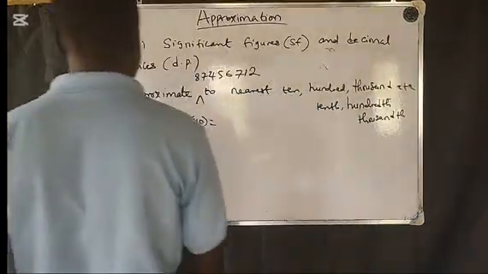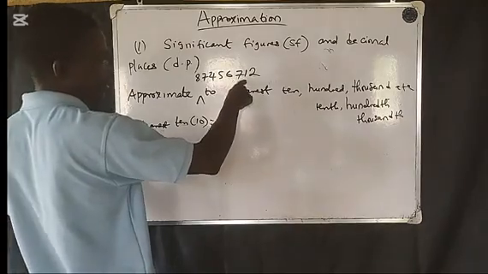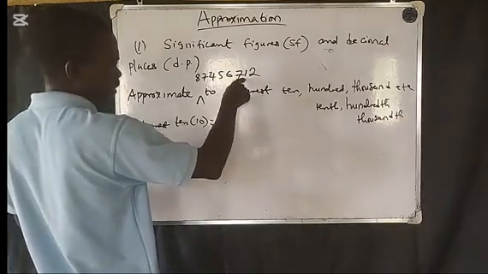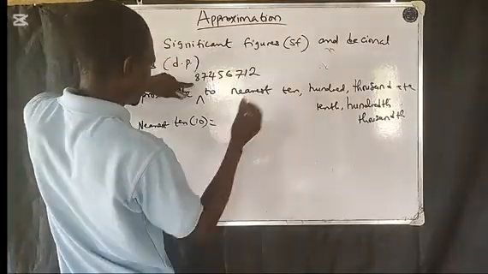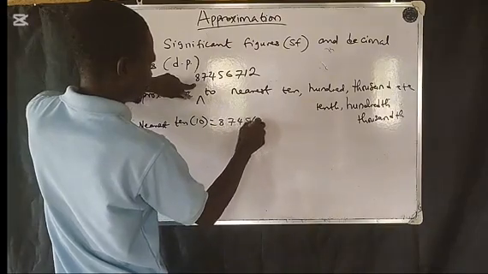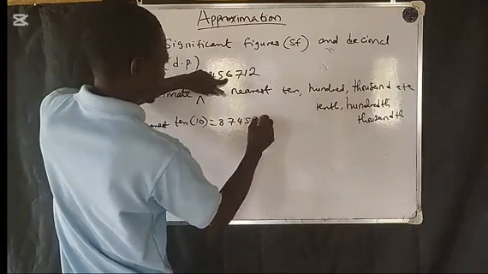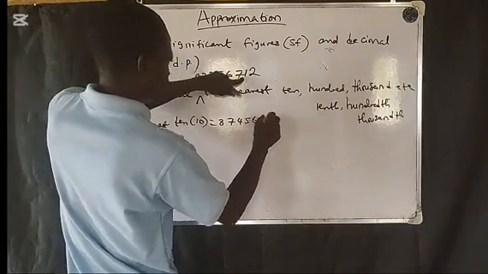So now let's look at the nearest 10. The second digit is the 10. This is the unit. This is the 10. So we are stopping here. We write 8, 7, 4, 5, 6, 7, 1.